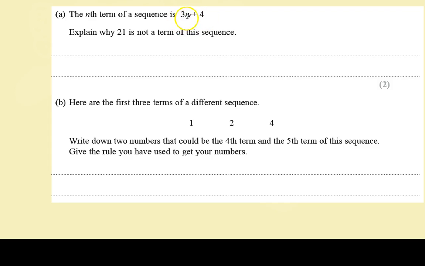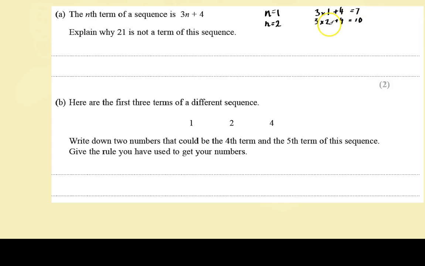So if n was 1, if we were looking for the first term, we would go, okay, n equals 1. So the first term is going to be 3 lots of 1 plus 4. So 3 lots of 1 is 3, plus 4 gives us 7. So if we're looking for the second term, we would go n equals 2. 3 lots of 2 plus 4 would give us, well, 6 plus 4 gives us 10.